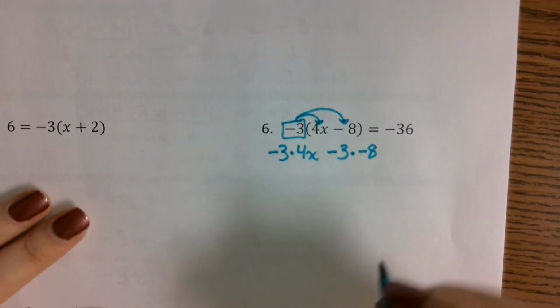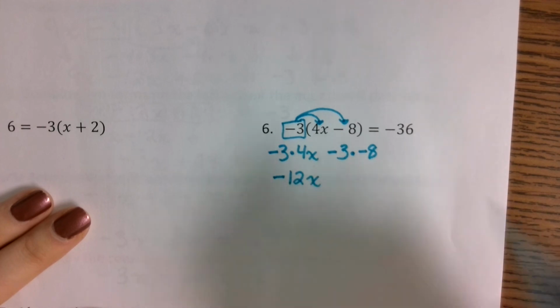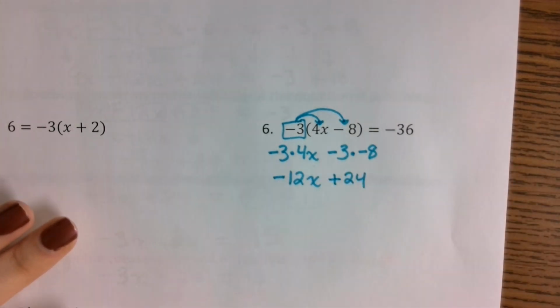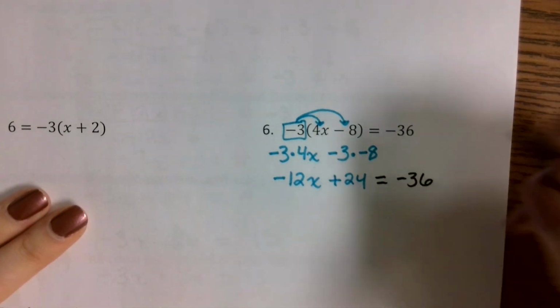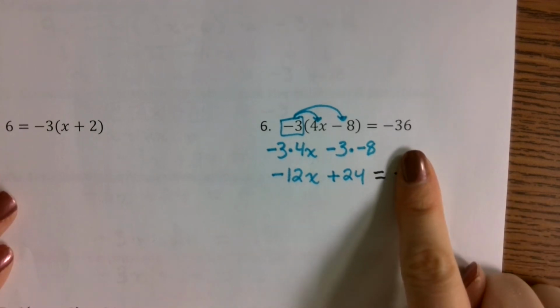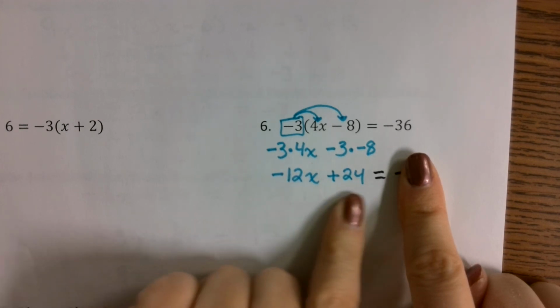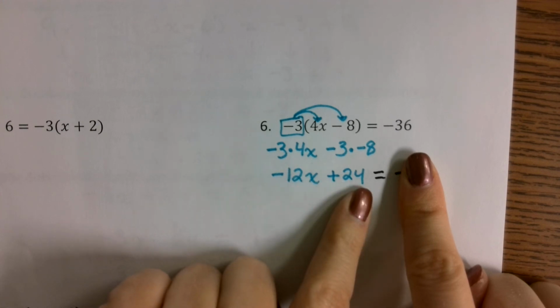Negative 3 times 4x is going to come out to a negative 12x, and negative 3 times negative 8 is going to come out to a positive 24. And all of this is set equal to negative 36. Okay, so we did step 1, distributive. Step 2 is to look at the left side and see if we can combine any like terms. Can we combine any like terms on the left side? No, we've got an x variable and we've got a number.